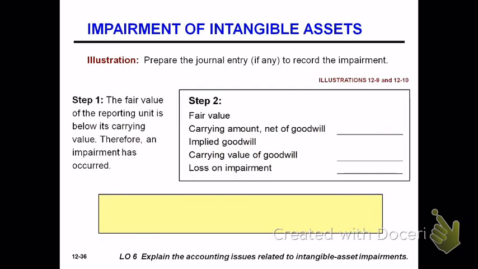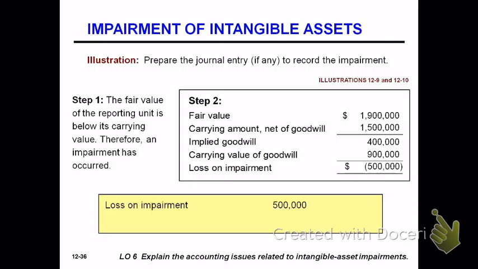Okay, once we're in the second step, we're going to take the fair value, we're going to take the carrying value minus the goodwill, so it's everything but the goodwill. That gives us implied goodwill. So it's implied because if we subtract everything except the goodwill from the fair value, it implies that that difference is goodwill. So there's a $400,000 implied goodwill. The carrying value of the goodwill is $900,000, so we have to impair it $500,000.